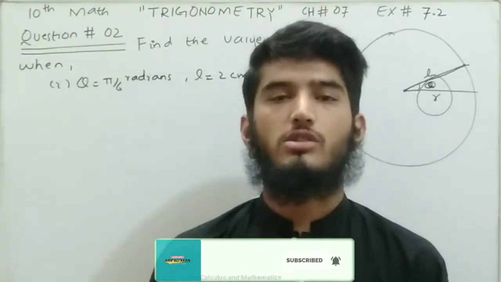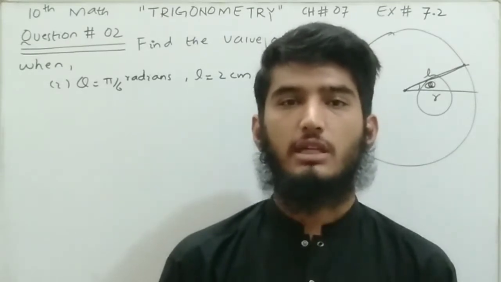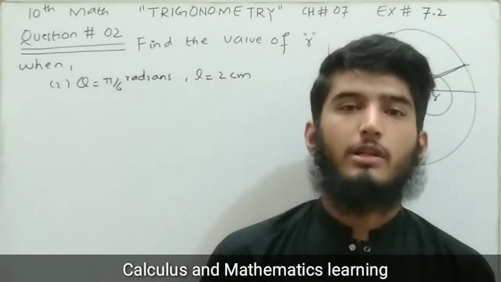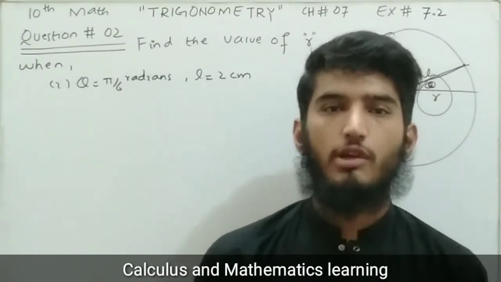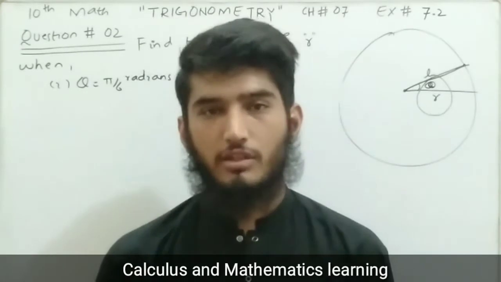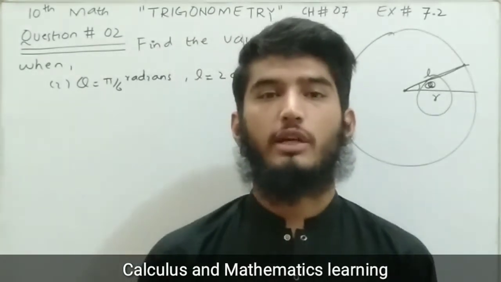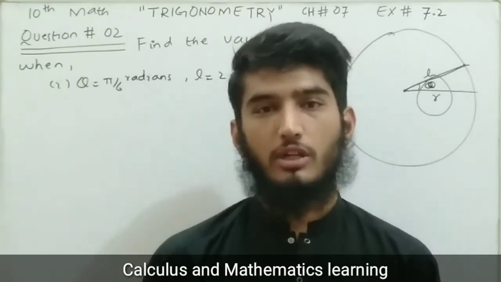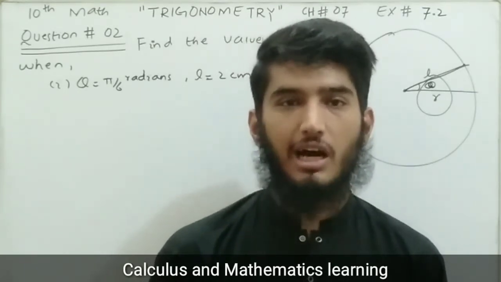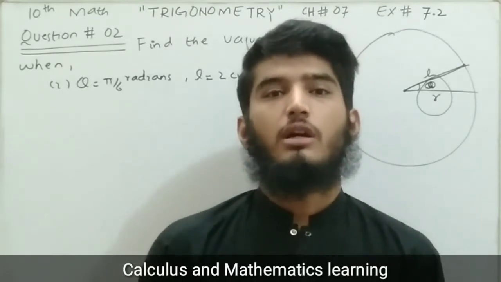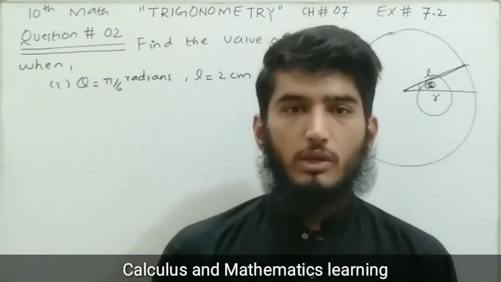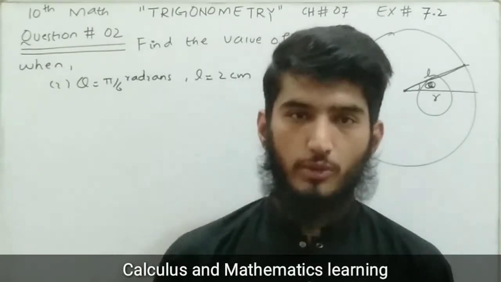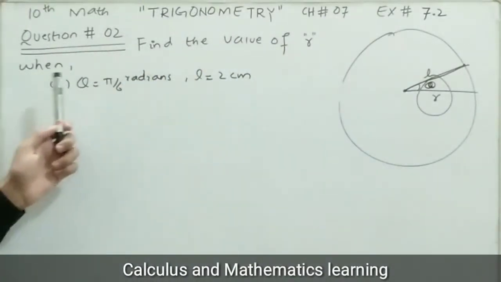In the previous video, we solved the first two questions of exercise number 7.2, related with chapter number 7, Trigonometry, class 10 Mathematics according to the fresh new course. In today's video, I am going to solve the next question, question number 3, of the same exercise 7.2. In the previous video, we found the distance from the circumference to the center of the circle, represented by L or S, and also we found theta made by the circle. In today's video we will find the radius of the given circle using the same formula that we used in the previous two videos. So let's move toward question number 3.